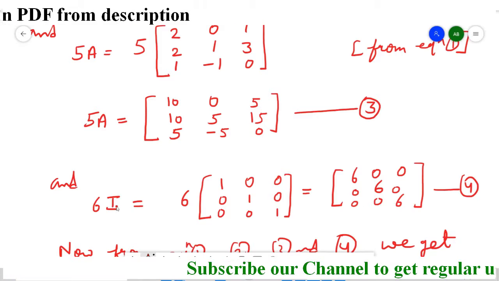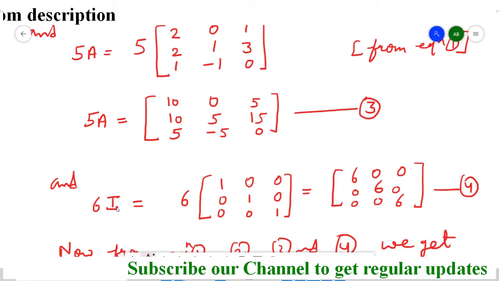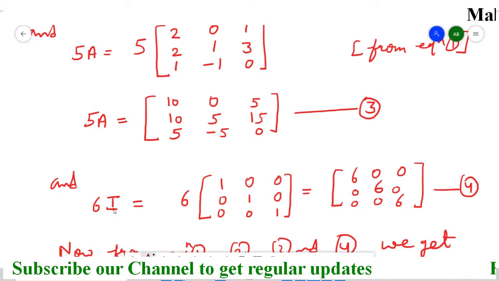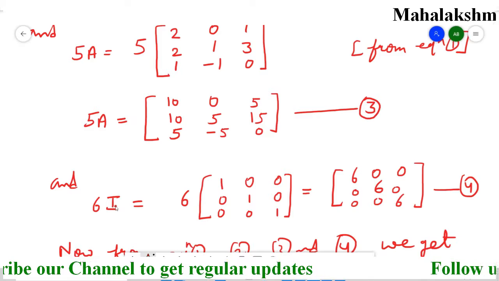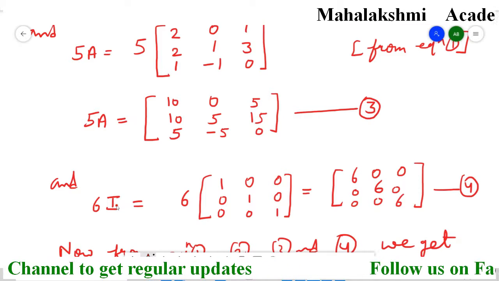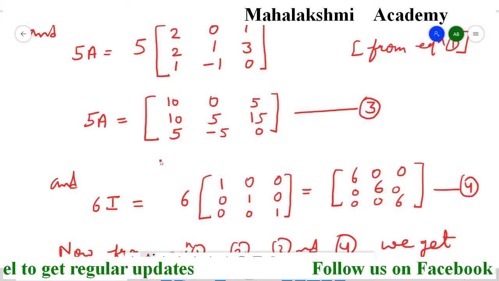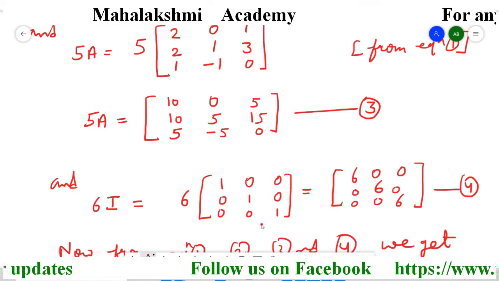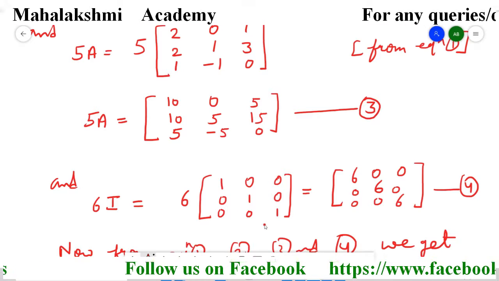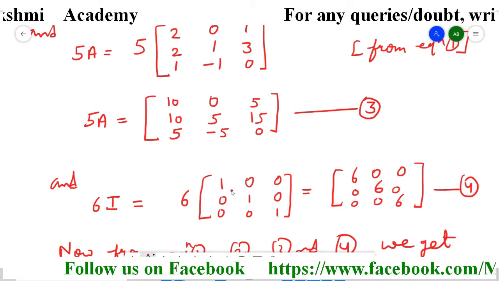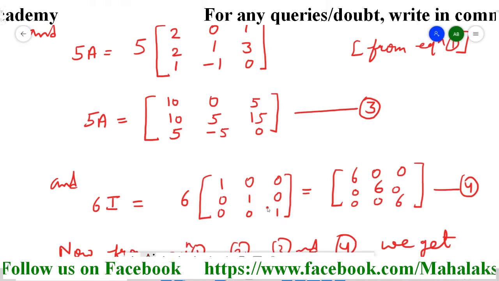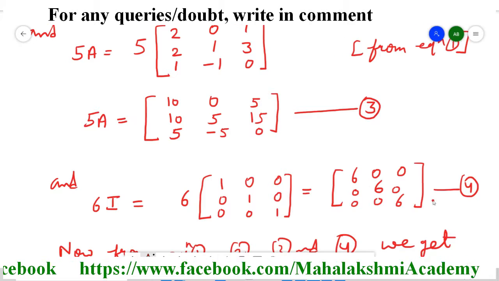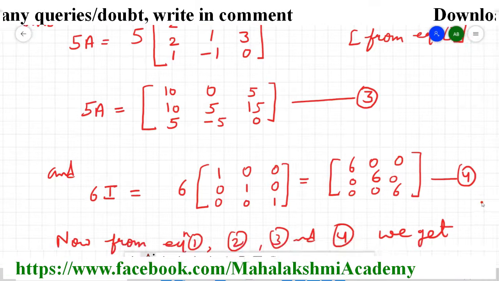That's why this I, which is an identity matrix. I is the short form used to represent the identity matrix, and it can be of any order depending on the question. According to this question, this I is going to be a 3 by 3 matrix. That's why I created an identity matrix. It's a diagonal matrix in which the diagonal element is 1. So this 6 will go inside and multiply all the elements. Like this we got the fourth equation.